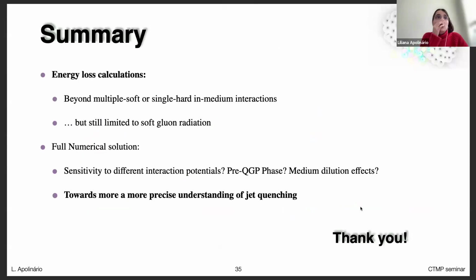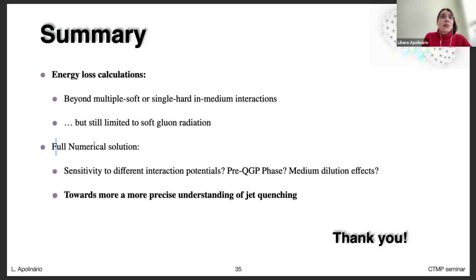And as my summary, I just want to highlight that we now have several attempts to go beyond what we used to have as being the multiple soft, which is the dipole approximation, or the single hard, which would be the GLV expansion. But don't forget that we are still limited to soft gluon radiation. So our calculations are intrinsically assuming that my gluon is soft. So it's true that I try to extrapolate this to the low modes of the energy spectrum, but we know that in that region in particular, we are of course incurring some not so precise results.